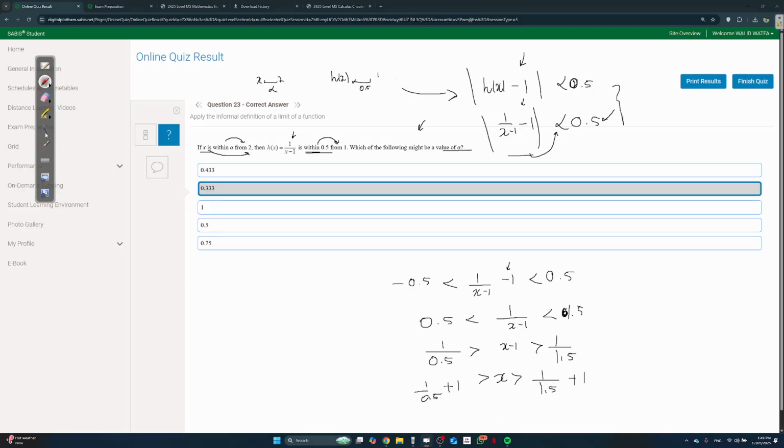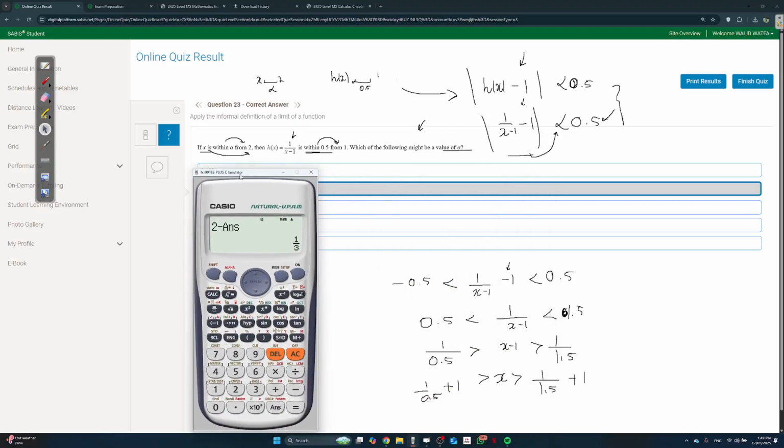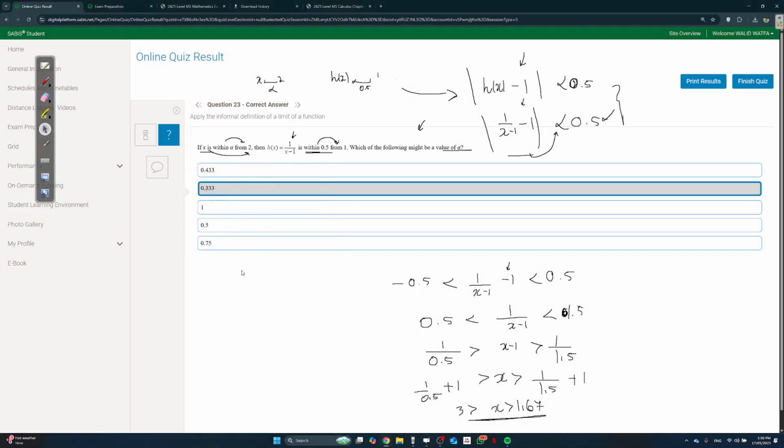So as numbers, we can think about this. 1 over 0.5 is 2, plus 1, that's 3. So you have 3 greater than x. 1 divided by 1.5 plus 1, you get 1.67. So you're going to see that x is in between here. Now, someone's going to go and choose one of these answers, which is definitely wrong. What you need to do now is subtract from 2. Okay, do 2 minus this.